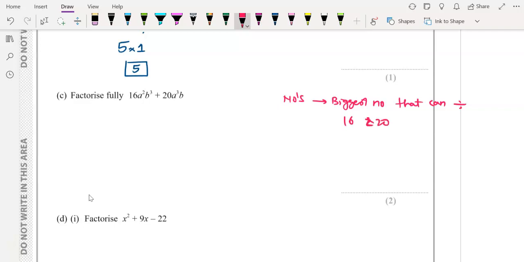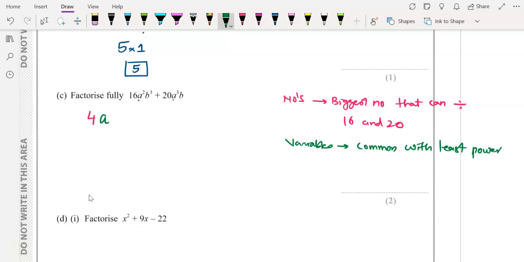So the biggest number that can divide 16 and 20 is 4. So the HCF of the numbers is 4. Now for the variables, to find the HCF of the variables, you take only the ones which are common with least power. So a square and a cube, you'll take a, the smaller power is 2. b cube and b, the smaller power is b to the 1. So 4a square b is what you will factor out.